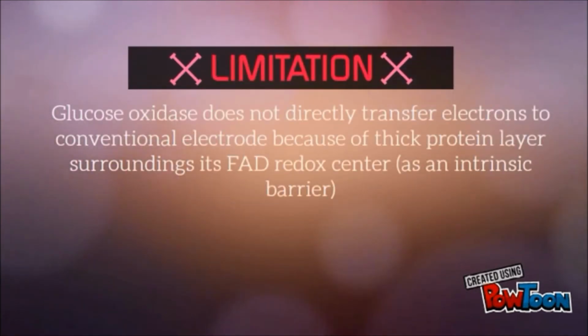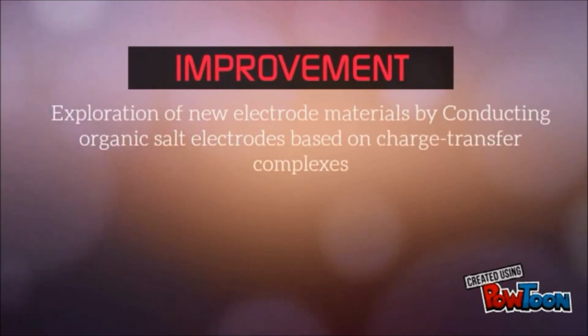Challenges or limitations of the conventional electrode: glucose oxidase does not directly transfer electrons to a conventional electrode because of a thick protein layer surrounding its FAD redox center as an intrinsic barrier. Improvements: exploration of new electrode materials, such as conducting organic salt electrodes based on charge transfer complexes.